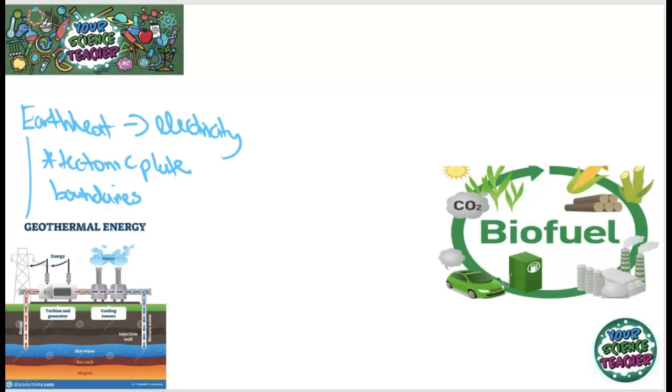So the key thing to these ways of generating electricity is they all have their pros, they all have their cons, and that's why we use such a wide variety of them to generate our electricity.